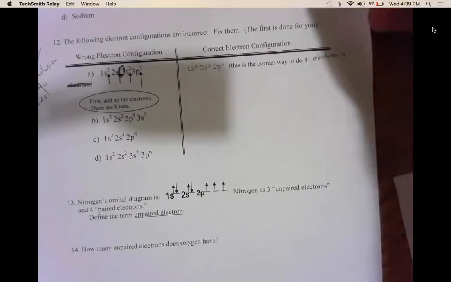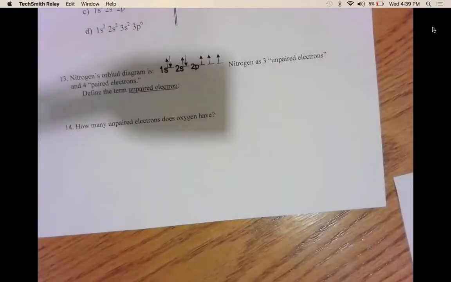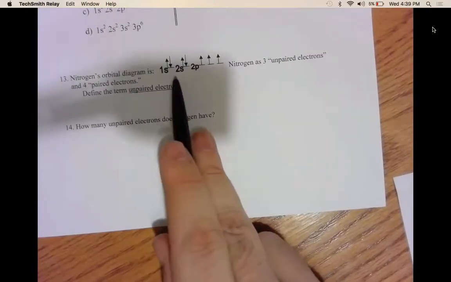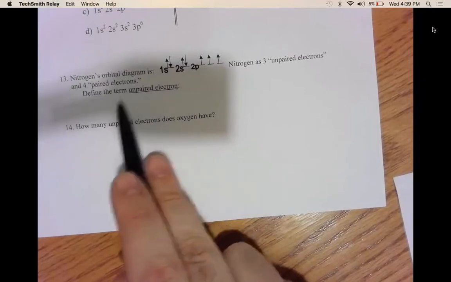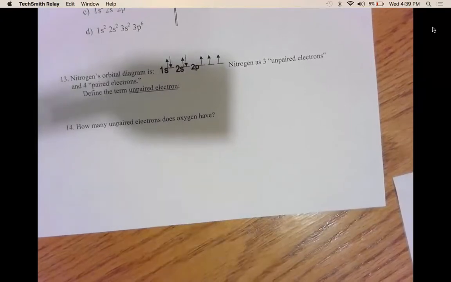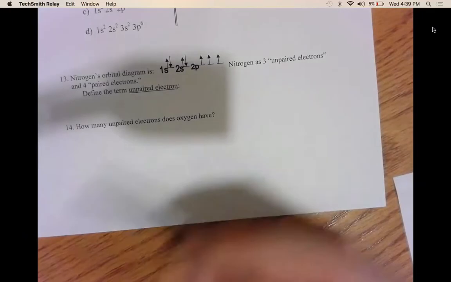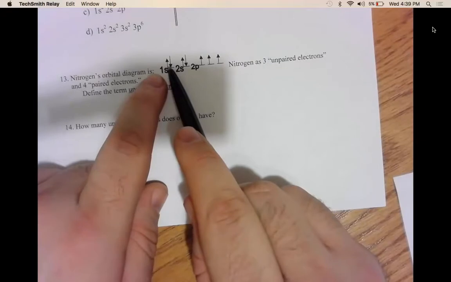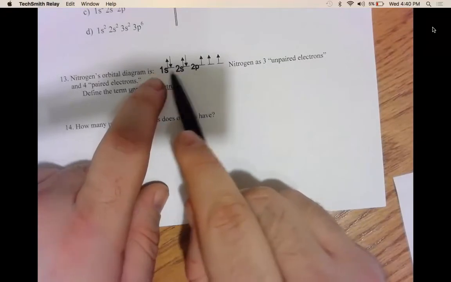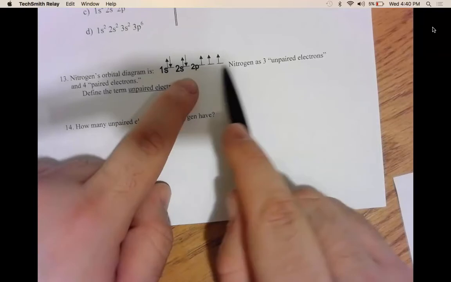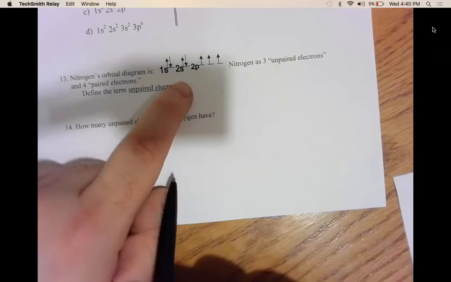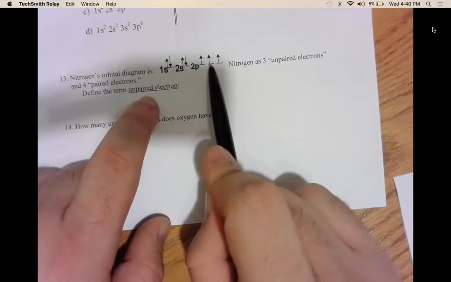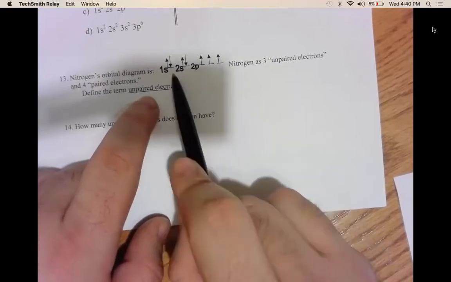Next, question 13. Question 13 is using nitrogen's orbital diagram, which is drawn for you. So nitrogen has 3 unpaired electrons and 4 paired electrons. Remember guys, paired electrons means you have 2 electrons in the same orbital. So that's what you see right here. 1s and 2s have the paired electrons, and then 2p has the unpaired electrons. So think about what unpaired means, and then relate it to unpaired electrons. How are the electrons in the 2p orbital different than the electrons in the 1s and the 2s?